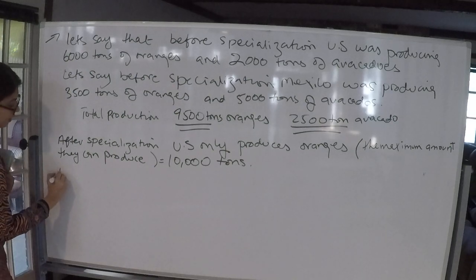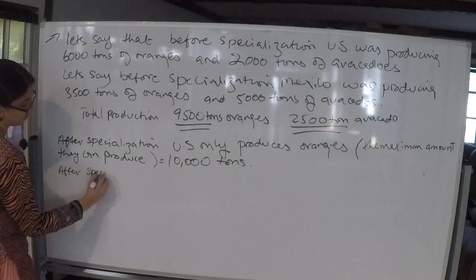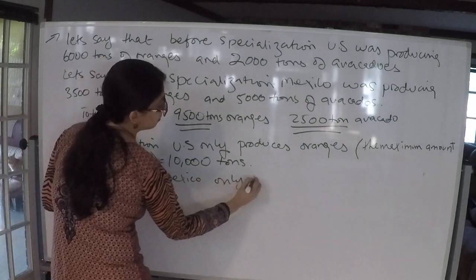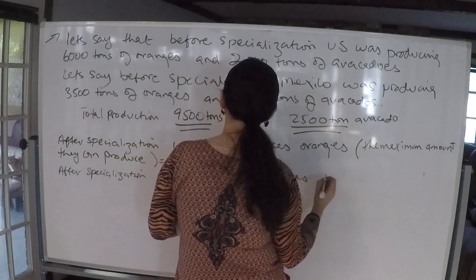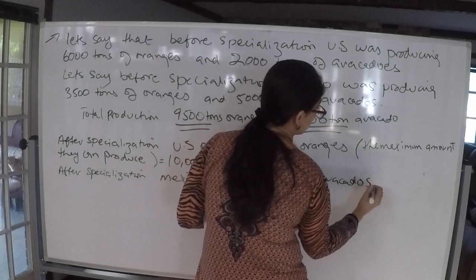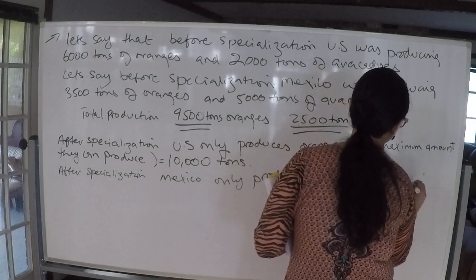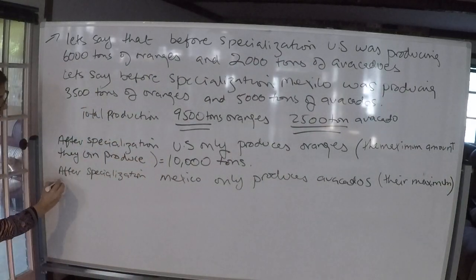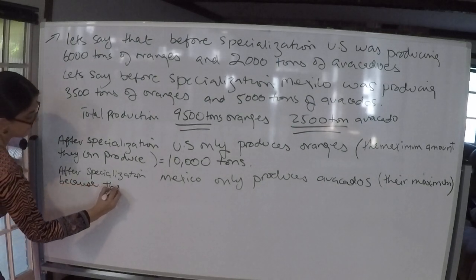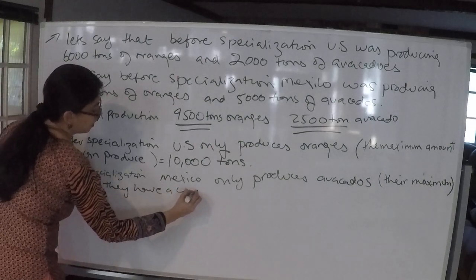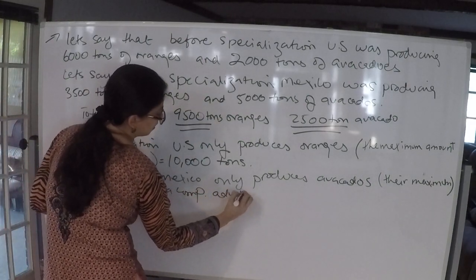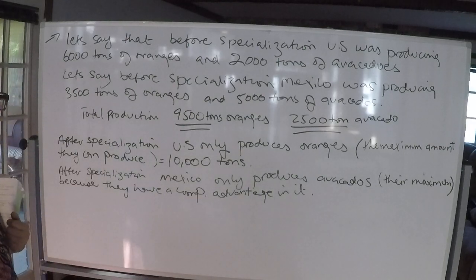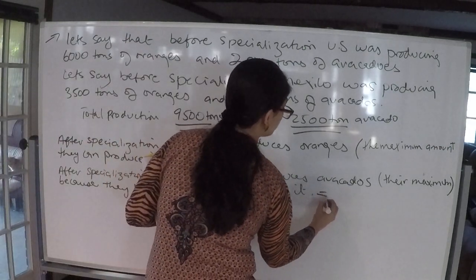And Mexico, after specialization, Mexico only produces avocados, their maximum, because they have a comparative advantage in it. So their maximum avocados is 4,000 tons.